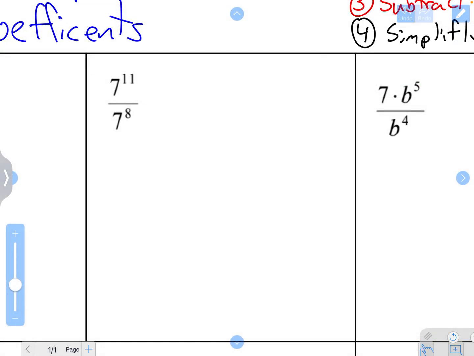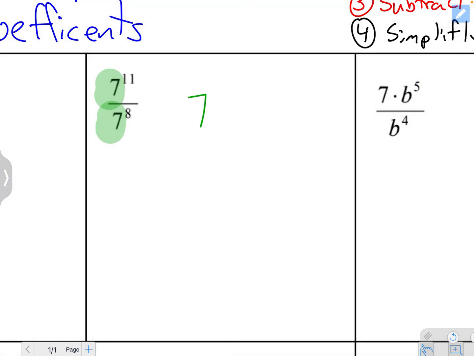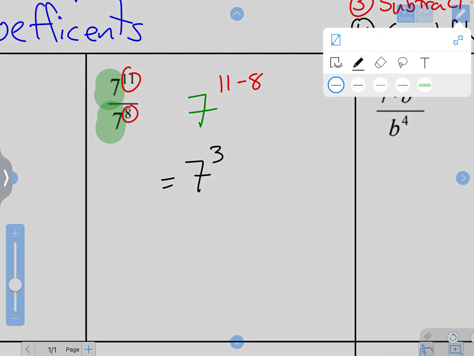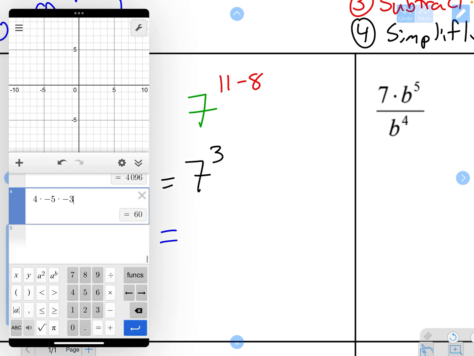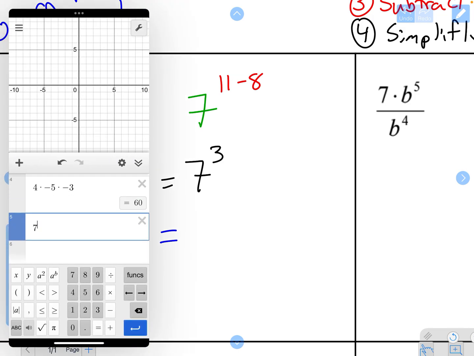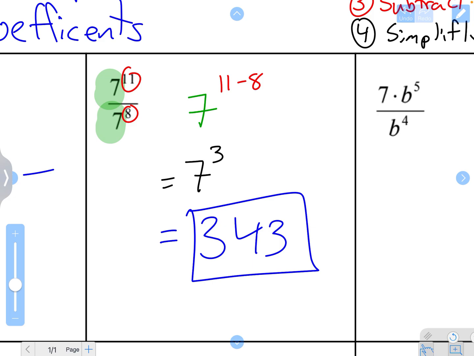So again, my base is the number in front of the exponent, in this case, instead of a letter. So I'm going to write down my base, and then I'm going to write down my exponents, and I'm going to subtract them. 11 minus 8. So now it's time to simplify. 11 minus 8 is 3. So 7 to the 3rd. Let me get my calculator out. 7 to the 3rd is 343. Remember, we can only have a numerical answer if we have a number in front of our exponent.